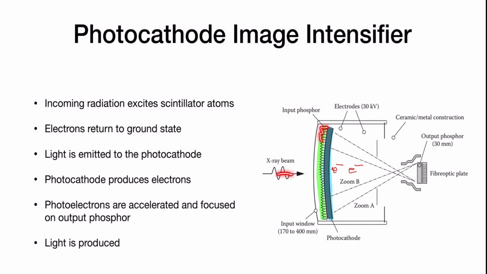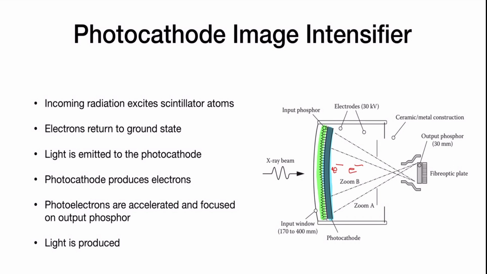This radiation is converted to light, and this light is used to excite electrons, to produce electrons from the photocathode, and then the photocathode releases these electrons, which are sped up towards some focal point of our interest. And then at this focal point, these electrons are used to produce light again. We have an output phosphor here. This output phosphor will produce light when these electrons strike it, and that light can be observed.